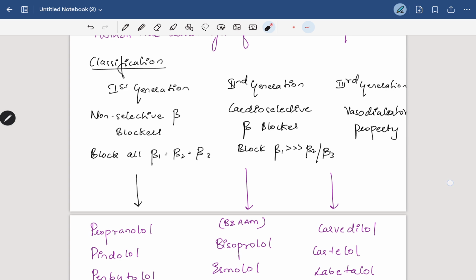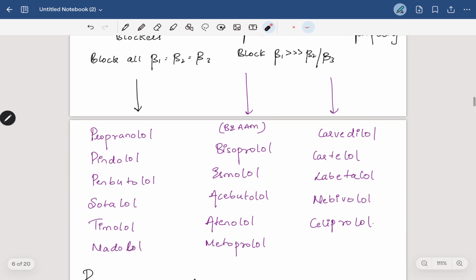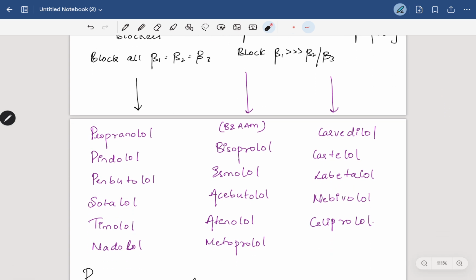So the drugs that come under these generations: the first generation, you can remember it with the mnemonic P3-STAN. Okay, P3-STAN, that is propranolol, pindolol, penbutalol, sotalol, timolol and nadolol. Next, the second generation beta blockers, you can remember it with the mnemonic B-ARM, right?